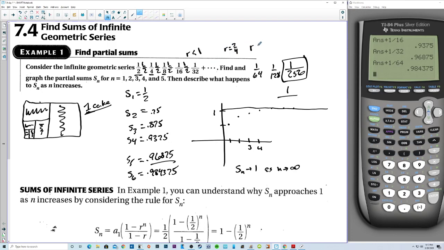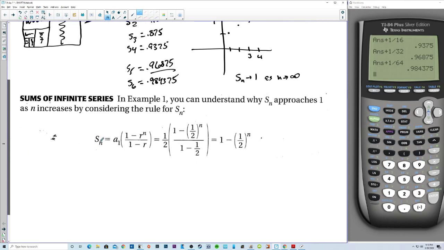Now, if you multiply by something bigger than 1, like if you multiplied by 2, the values would actually get bigger. Imagine 1 plus 2 plus 4 plus 8 plus 16. Now that sum is headed off to infinity because you're adding more and more and more. You're not adding less and less. So let's get back down to this right here.